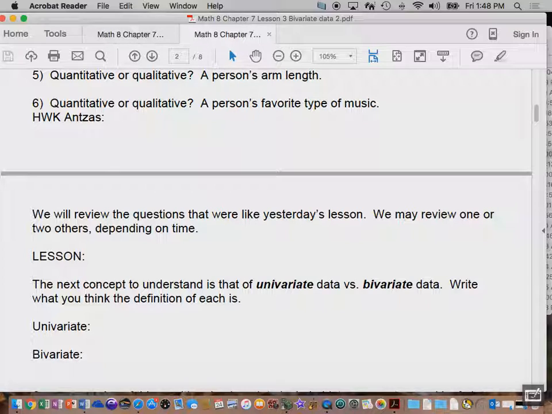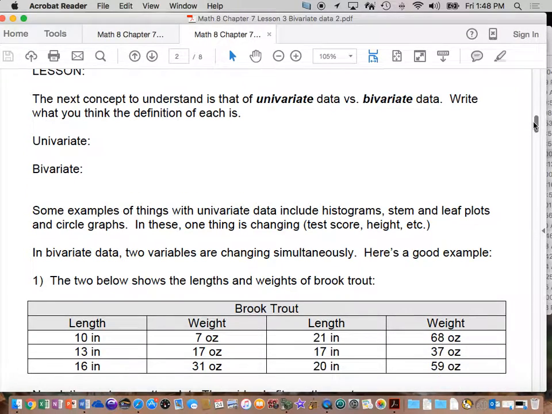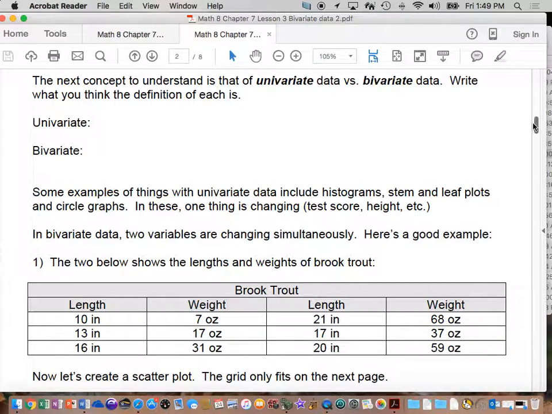We talked about all of this stuff yesterday. Univariate versus bivariate. Let's look at the prefix here. What does uni mean? 1. What does bi mean? 2. So therefore, univariate means it has one thing that's changing. Vary means to change. Bivariate means there are 2 things that are changing. So let's take a look at this particular problem about a brook trout.